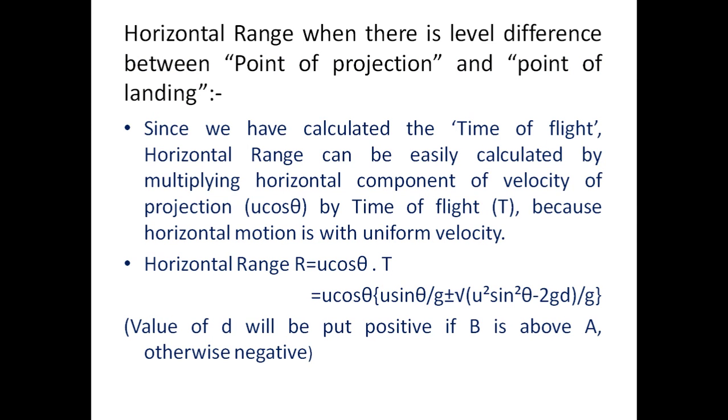Now horizontal range when there is level difference between point of projection and point of landing. Since we have calculated the time of flight, horizontal range can be easily calculated by multiplying horizontal component of velocity of projection u cos theta by time of flight T, because horizontal motion is with uniform velocity. So horizontal range R equal to u cos theta into time of flight T. We replace T by this expression and get the value of R. We put d as positive if B is above A, otherwise negative.